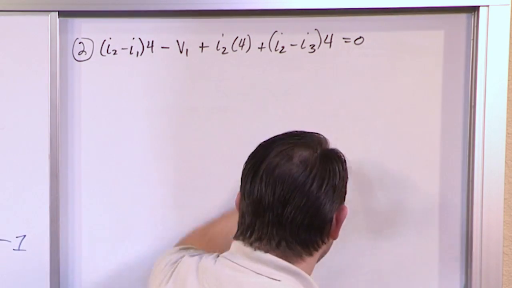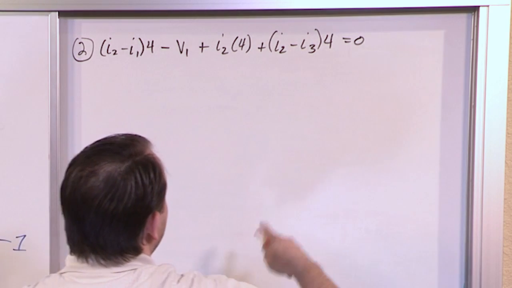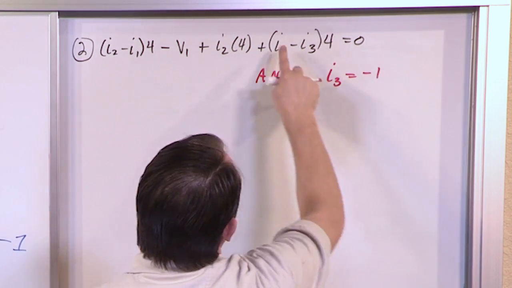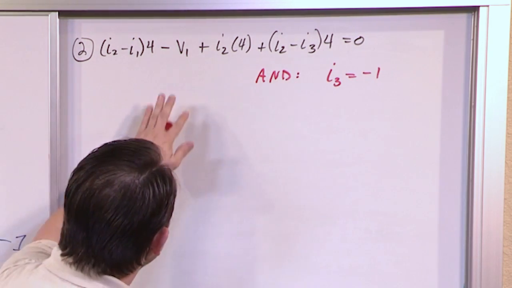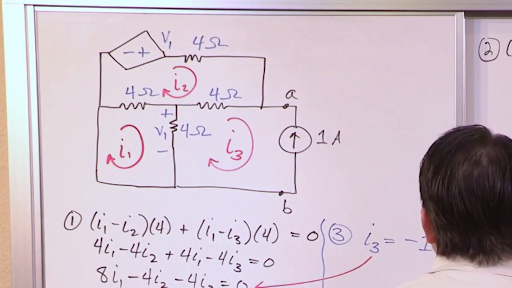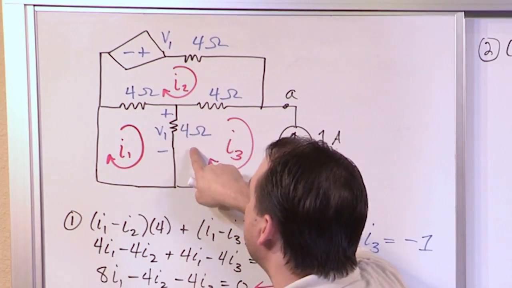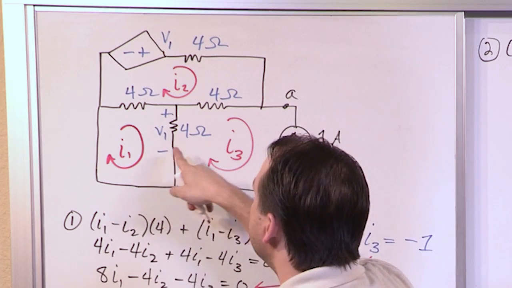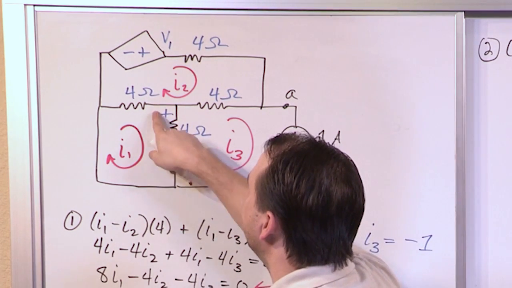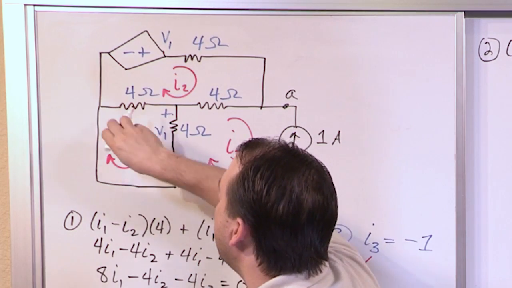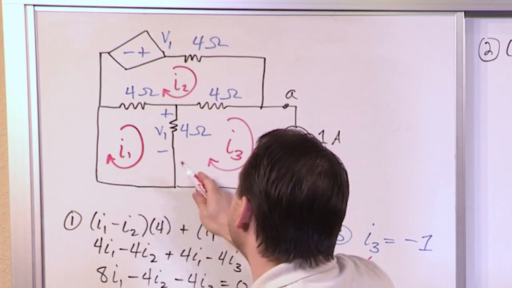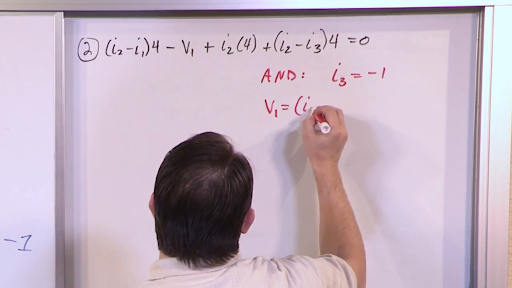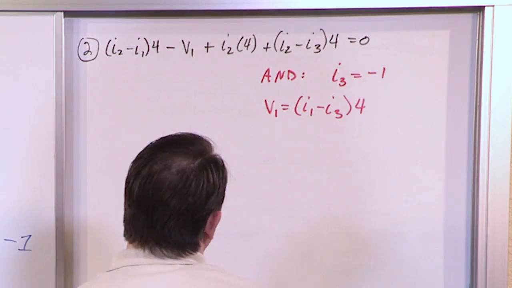But we see here we have a couple things. First of all, we have I3. We know from before that I3 is -1, so we can plug that in in just a second. The other thing is we've introduced this voltage V1 running around. But when you look over here, V1 is defined to be the voltage drop across this 4 ohm resistor. And we know what that is because that's going to be equal to I1 minus I3 times 4. Notice the polarity from positive to negative. I1 is going down, I3 is fighting it, so it's I1 minus I3 times 4. So what we figured out is V1 is equal to I1 minus I3 times 4.